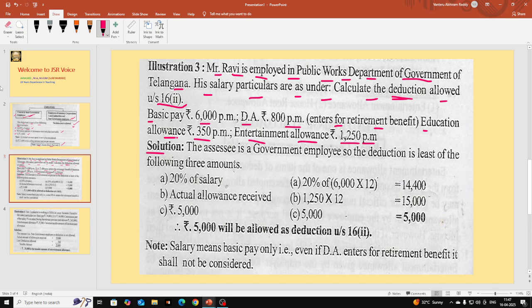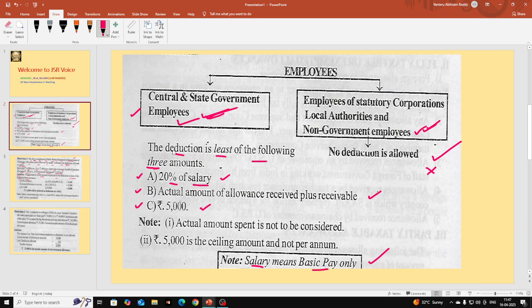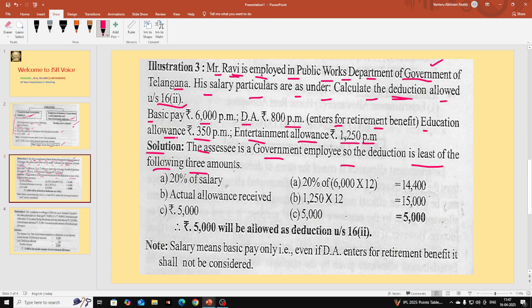So let us discuss. Here Mr. Ravi is who? He is a government employee. So he will get a deduction. You should write that: the assessee is a government employee. So the deduction is the least of the following three amounts. Just now I have shown in the previous screen, if he is a government employee, these are the rules that we have to apply. So the least of the following three amounts is allowed as deduction.